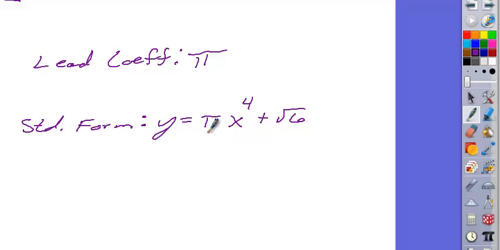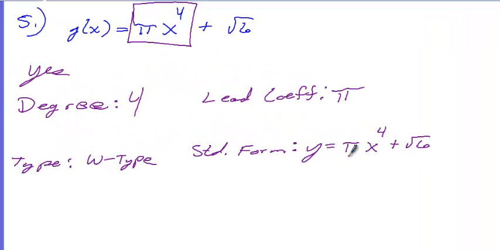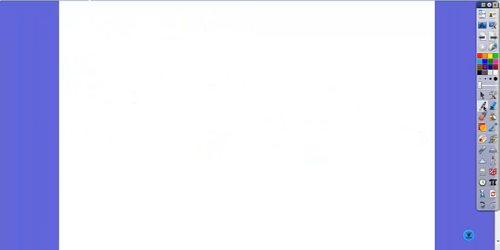If it's an odd degree, it's an S type. If it's an even degree, it's a W type. All right, any questions on 5? If the degree is an odd or an even number. So the degree is the biggest power, right? So what's the biggest power given to us here? 4. So that's my degree, right? Is 4 an odd number or an even number? It's even. So that means that this is an even function. Even functions are W types. Everybody good? Okay. So it's just taking the snakes and laying them flat, right? All right. So that's 5.